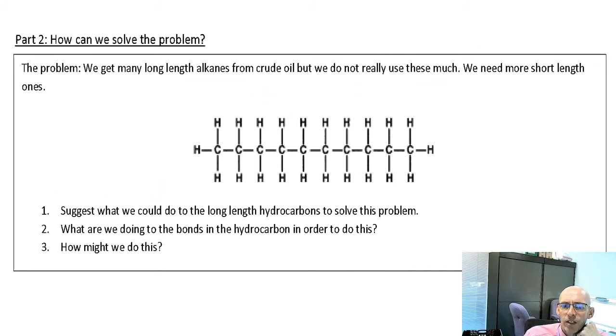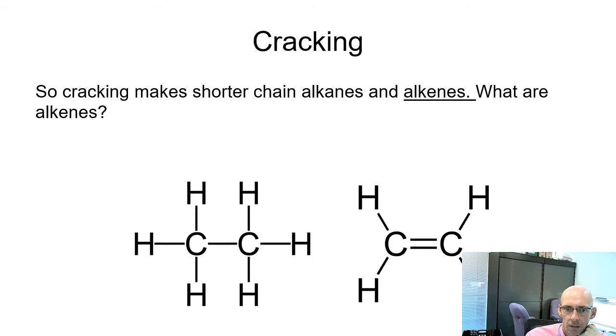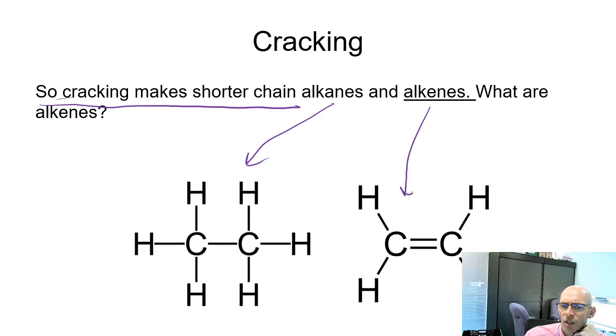We like the short chains better. It would be lovely if we could get this great big long chain here and smash it up into smaller chains. Well, we can. That is called cracking. Cracking takes long chains and makes short chains. But we get alkanes and we also get alkenes.